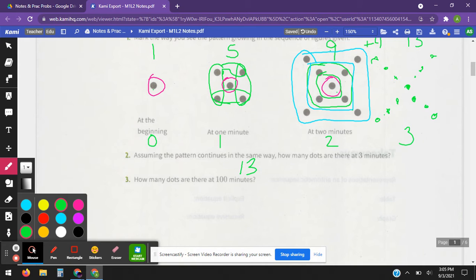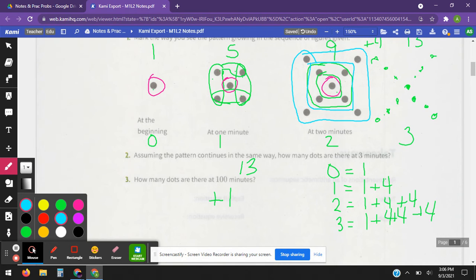Well, let's see if I can kind of figure this out. I always have 1 to start with, and I have 1 set of 4. So I'm going to just write out my pattern. At 0, I have 1. At 1, I have that same 1 plus 4. At 2, I have the 1 plus 4 plus 4. And at 3, I have my 1 in the middle plus the 4 from the first, the 4 from the second, and the 4 from the third.